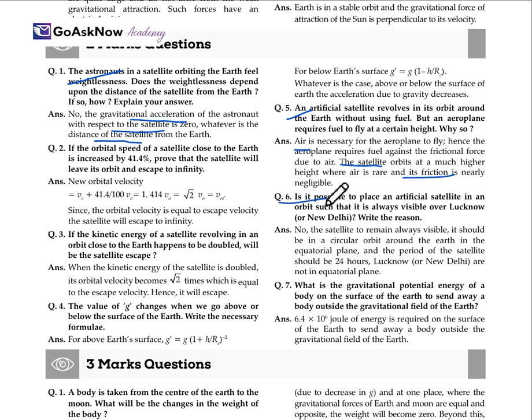Is it possible to place an artificial satellite in an orbit such that it is visible over Lucknow and New Delhi? Right, the reason. So, no, it's not possible. For the satellite to remain always visible, it should be in a circular orbit around the Earth in the equatorial plane, and the period of the satellite should be 24 hours, which is not possible in a non-equatorial plane.